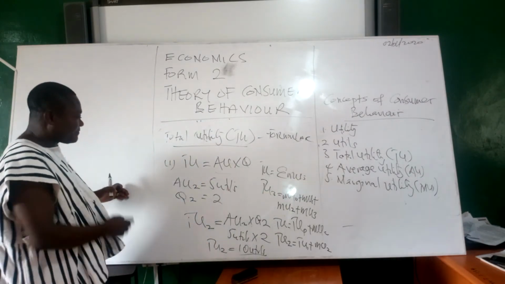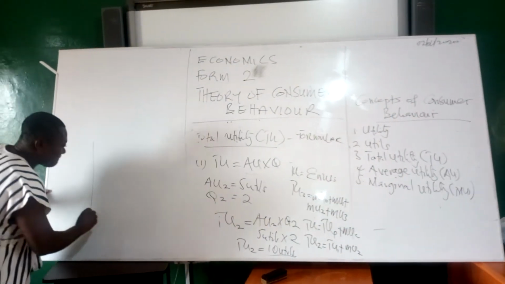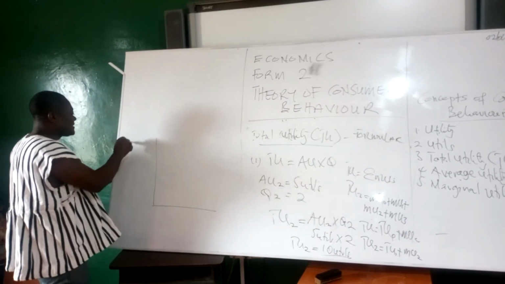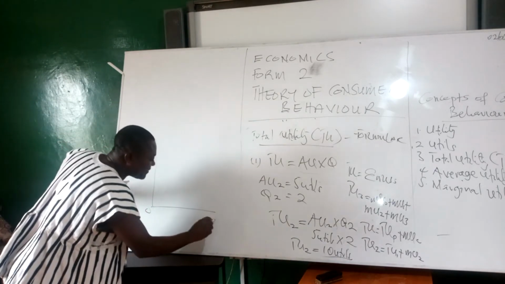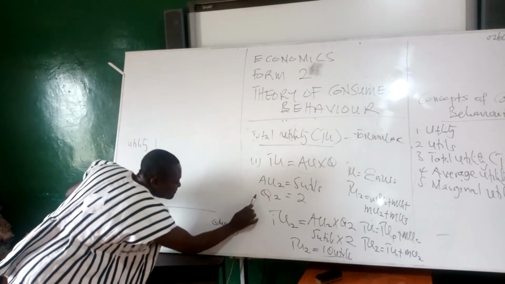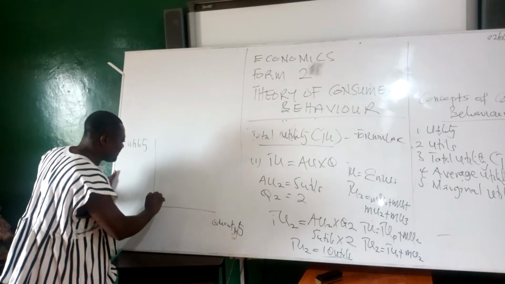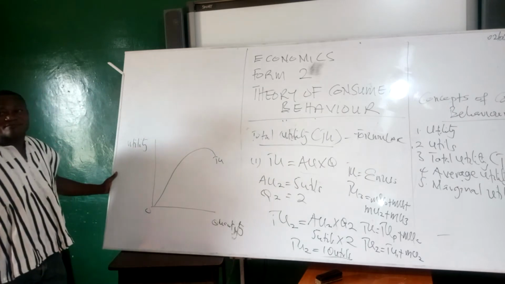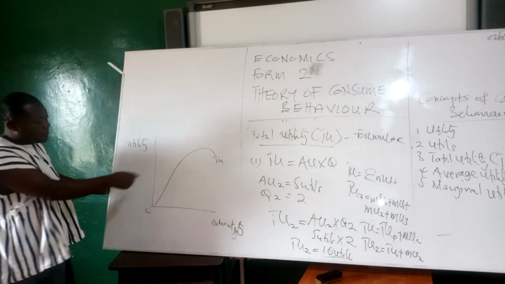How is the curve drawn? You have two axes, the vertical and horizontal. The vertical axis will pick the utility, with the point of origin, and the horizontal line will pick the quantity. So we may have a curve like this, which of course is the TU curve. Subsequent steps, you know how to plot the points.